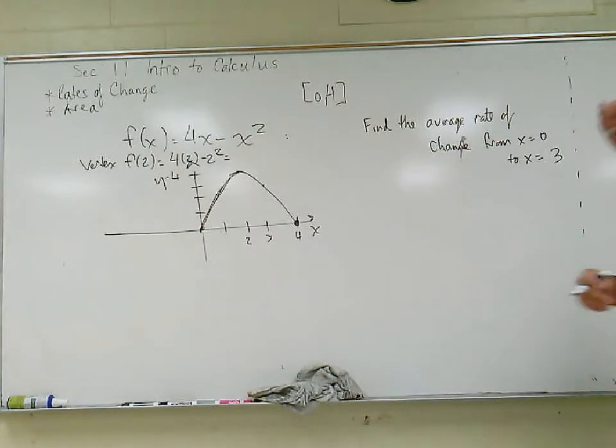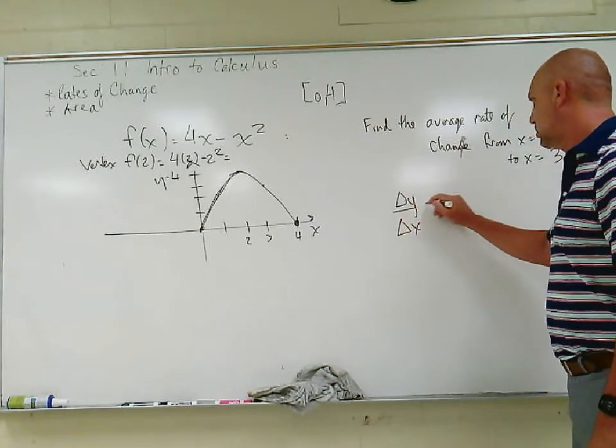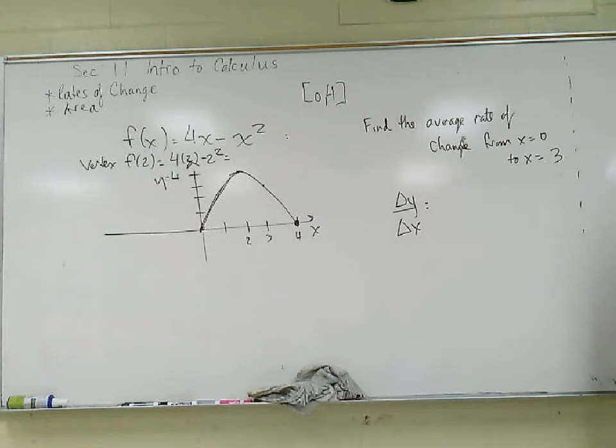So now I'm giving you the x's. So remember, average rate of change, we said is change in y over change in x. And the delta symbol stands for change in mathematics, okay? And the word change in mathematics means you have to do what? Subtract. Okay, so what have I given you?